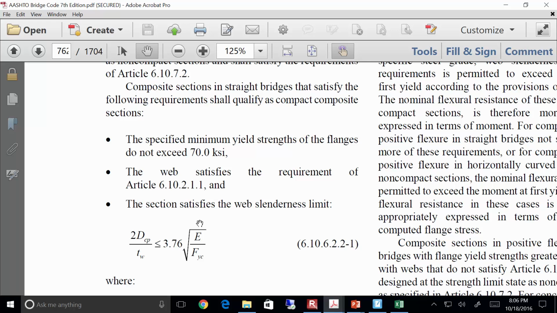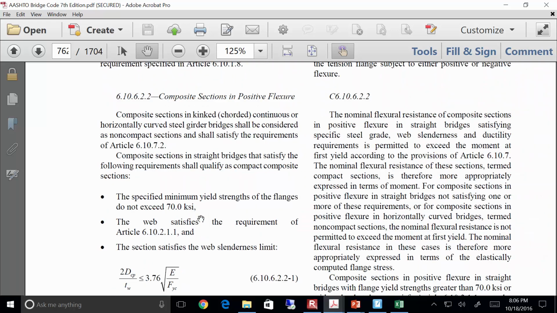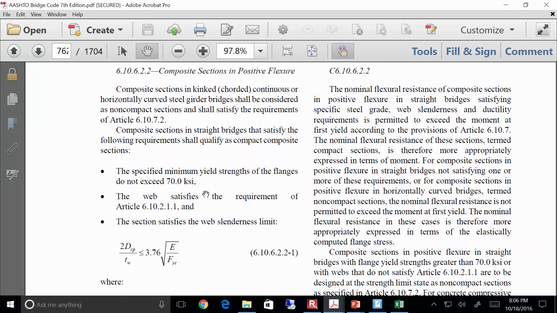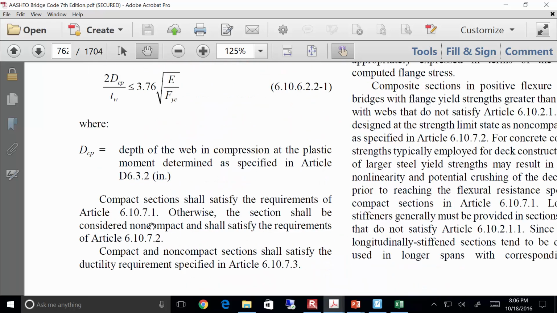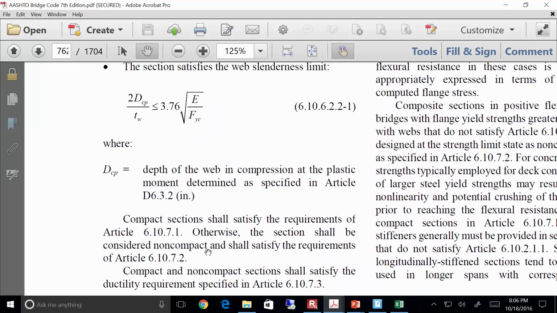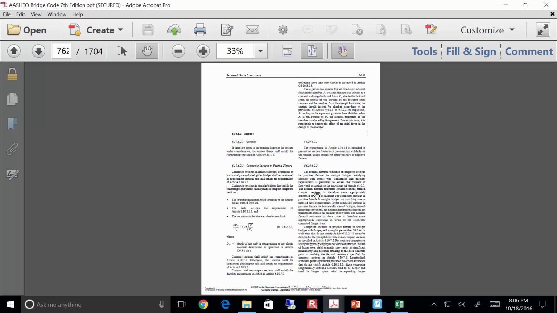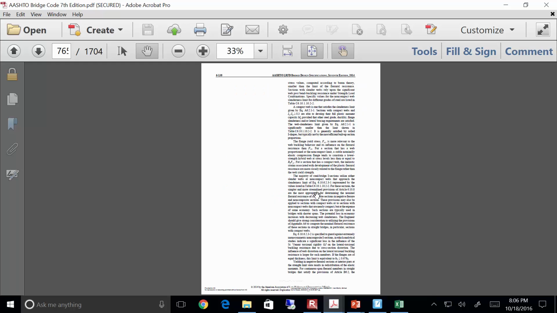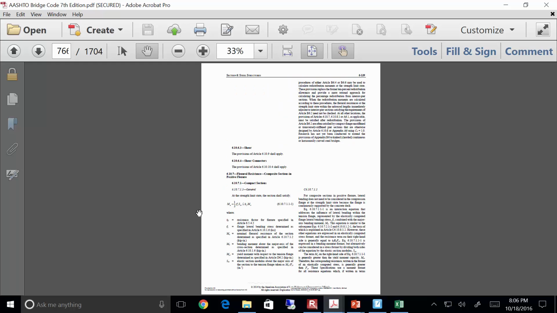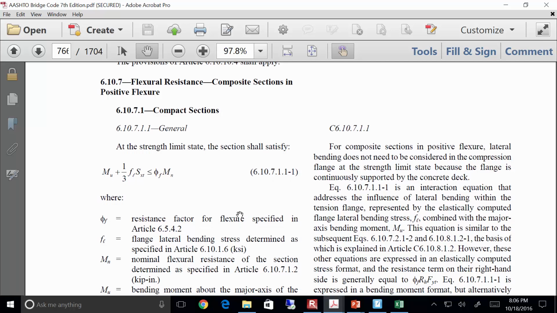Now, excuse me. All right. If you scroll down a little bit, it says compact sections shall satisfy the requirements of 610.7.1. Otherwise, it'll be non-compact and you use 610.7.2. Sound good? So let's start turning pages. So we turn pages a little bit. And we get to right here. Flexural resistance, composite sections in positive flexure.